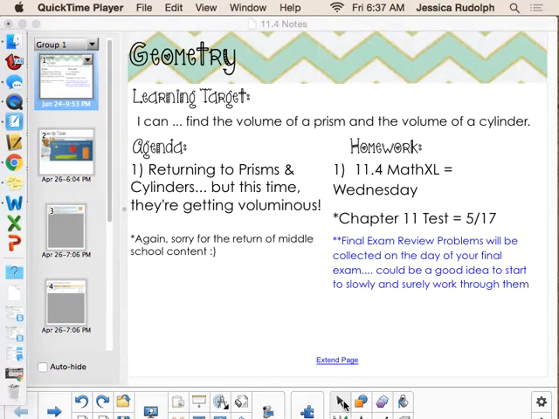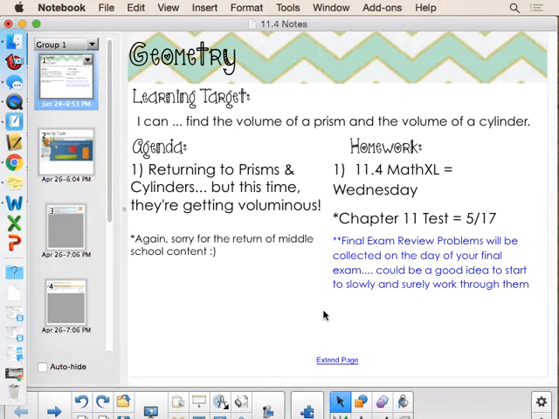You have no formal homework this evening other than completing your Ed puzzle. However, tomorrow I am going to assign the 11.4 Math Excel, which will be due Wednesday. So if you have an interest in getting started on that, because you know you're going to have a lot of homework, please feel free to do so. We do have our Chapter 11 test scheduled for May 17th, and please continue to be working on your final exam preparation by rewatching lesson videos, retaking notes, and starting those review problems.